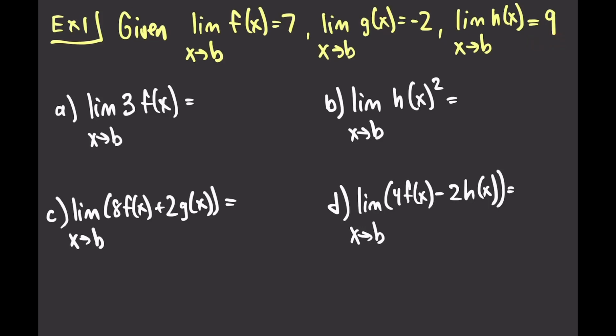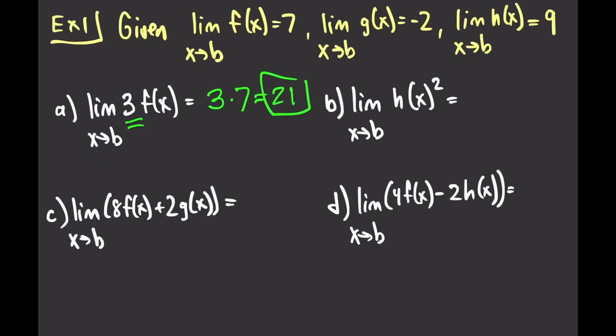So for part A here, we've got a scalar multiple. So I'm going to bring that out, and I'm going to multiply that by whatever the limit of f of x is as x approaches b. Well, that's just 7. So my answer is going to be 3 times 7, or 21.